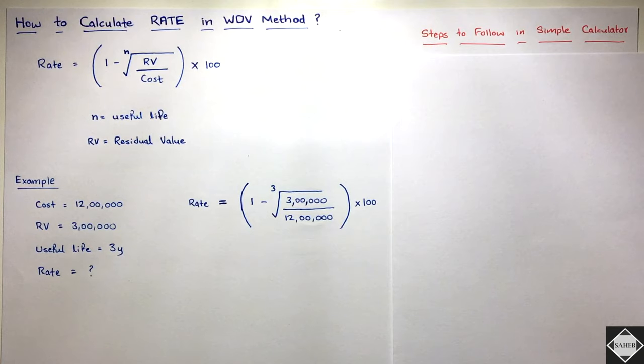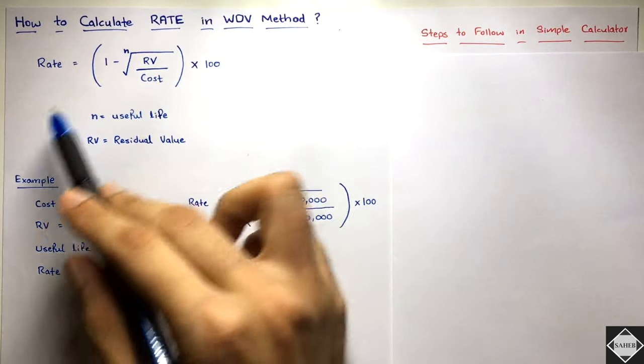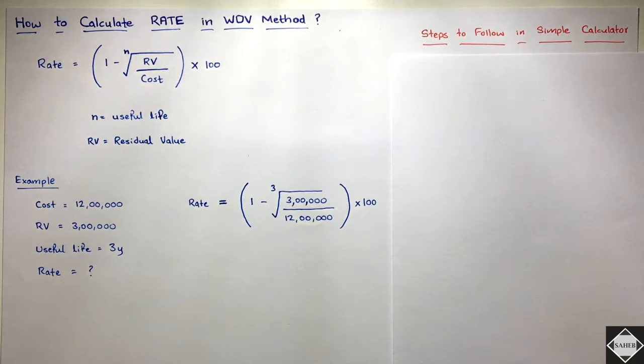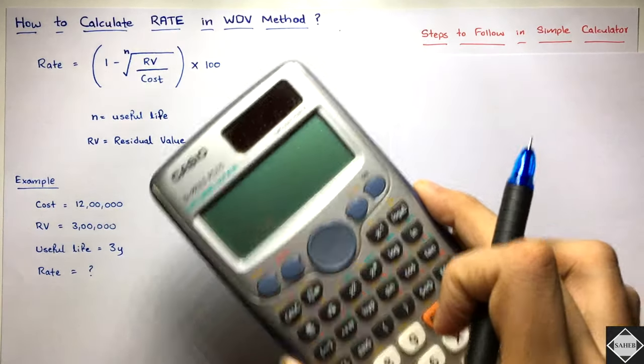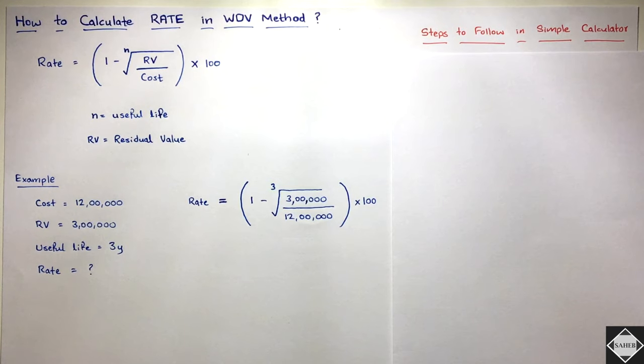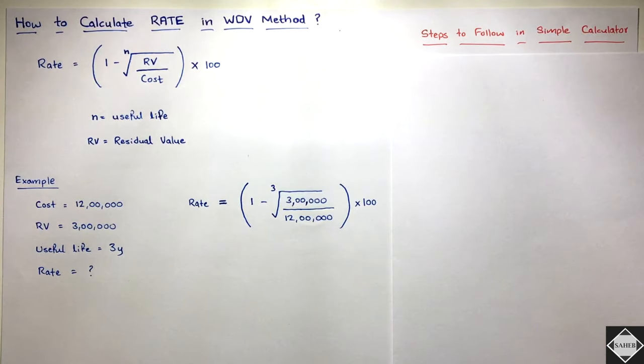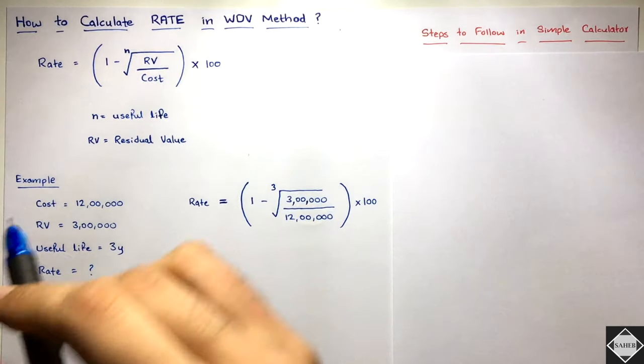So let's take this example and understand how we are going to do this in a simple calculator, because in the exam you will not be allowed a scientific calculator. You need a simple calculator. How are you going to do this in a simple calculator? It's very essential and it's a bit complicated, but once you do it 4-5 times, you will get the hang of it. It's really simple. Okay, let's start.